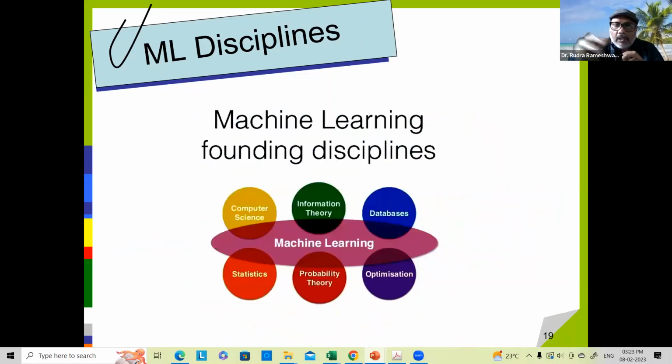These are the ML founding disciplines, because these are connected. Machine learning is connected to all these 6 dimensions: computer science, information technology, databases, maybe research databases, maybe project databases, statistics, probability theory, and optimization. All these combined together, and you can see how the machine learning founding disciplines are very much important in our life as far as collaborations are concerned.